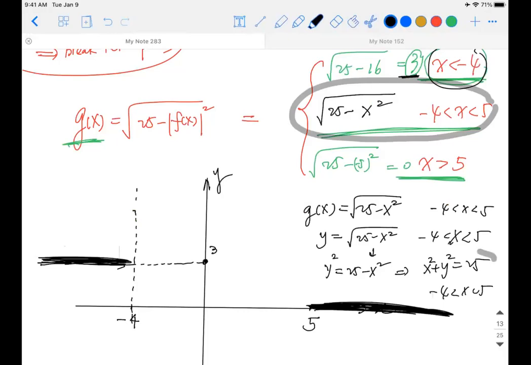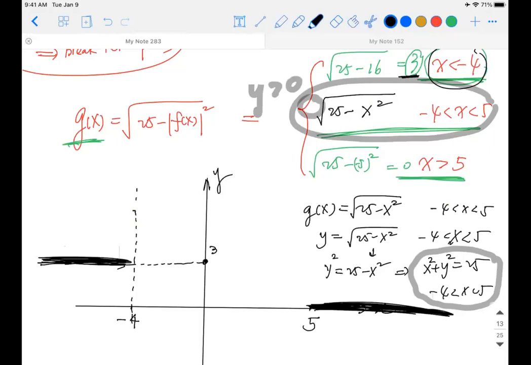Voila. Who can tell me what that is? x squared plus y squared equals 25, where x is from -4 all the way to 5. That's a circle, right? x squared plus y squared equals 25. That's a circle with center at the origin, and the radius is 5. But bear in mind, because you have a square root of 25 minus something here, the entire y should be greater than or equal to 0.